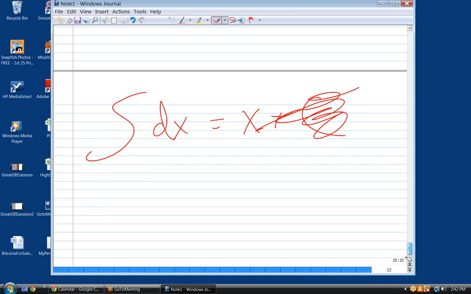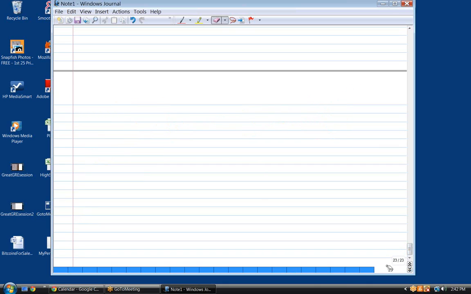All right, let's do a vertical motion problem. A ball is thrown upward with an initial velocity of 64 feet per second from an initial height of 80 feet. Find the position function giving the height as a function of time. When does the ball hit the ground?